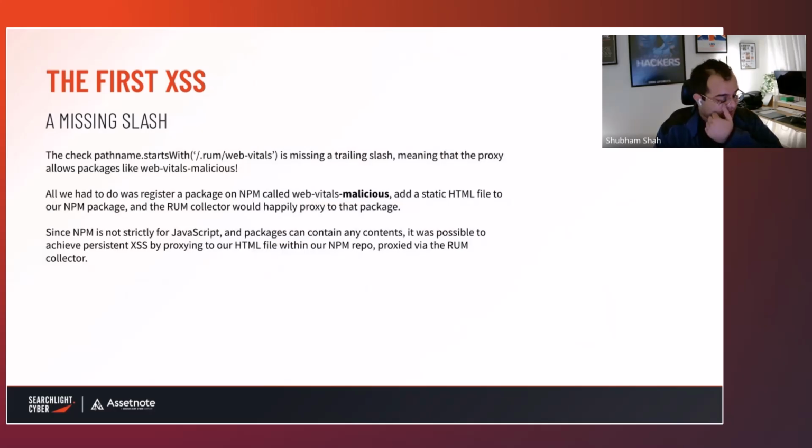So this specific check, this path name that starts with, is missing a trailing slash, which means that we can pretty much proxy any package that starts with web-vitals. In this case, we could register an npm package called web-vitals-malicious, add a static HTML file to the npm package, and then the RUM collector would happily proxy to that package. Since npm isn't strictly limited to JavaScript, we could host whatever type of files we wanted inside the npm package and publish it on npmjs.com.